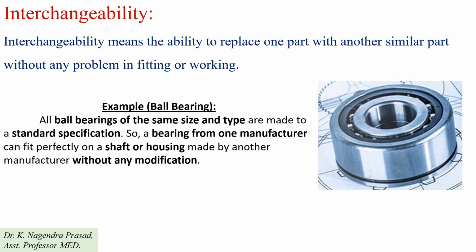Let's see one small example of the ball bearing case. All ball bearings of the same size and type are made to a standard specification. So a bearing from one manufacturer can fit perfectly on a shaft or housing made by another manufacturer without any modification.